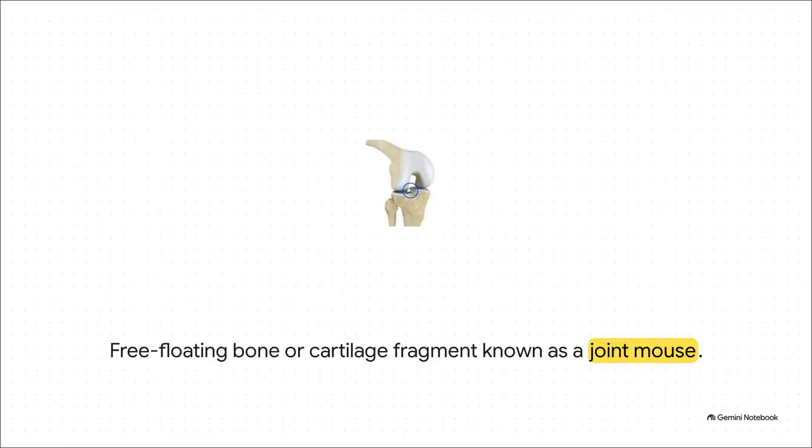Take a look at this free-floating fragment. In ortho circles, we call this a joint mouse. Notice the circled area? That's a small fragment of bone or cartilage that has literally broken off and is just floating freely in the synovial fluid. This usually happens due to trauma, severe osteoarthritis, or general wear and tear. And when this fragment gets caught in the hinge of the joint, it causes severe pain and locking. You'll want to map this directly to the codes from M24.00 to M24.08.